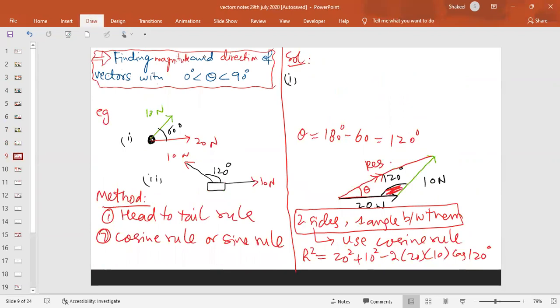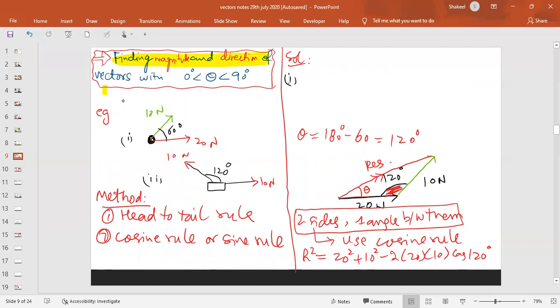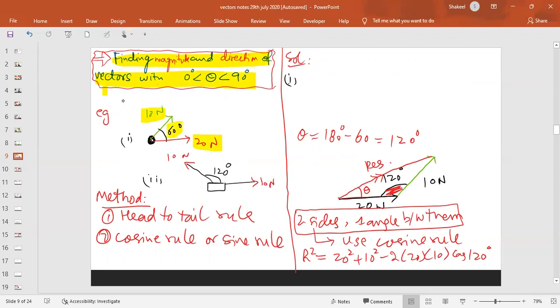Okay, the next thing that we have to do in vectors is finding the magnitude and direction of vectors with an angle between 0 and 90 degrees. So that's again the same thing. Let's say 20 Newton, 10 Newton with an angle of 60 degrees. We will not be making the second one actually. So what method will you be using? Again, you will be arranging vectors according to the head to tail rule. You will be using cosine rule or sine rule to solve this question.